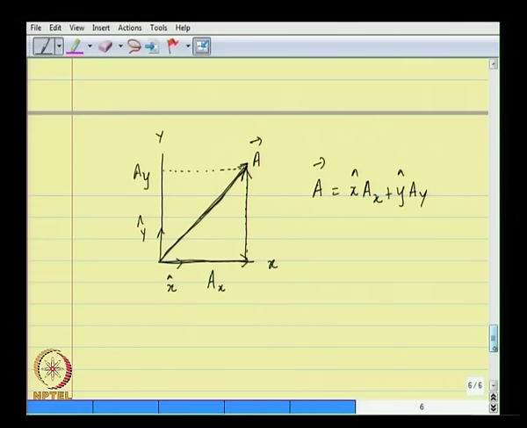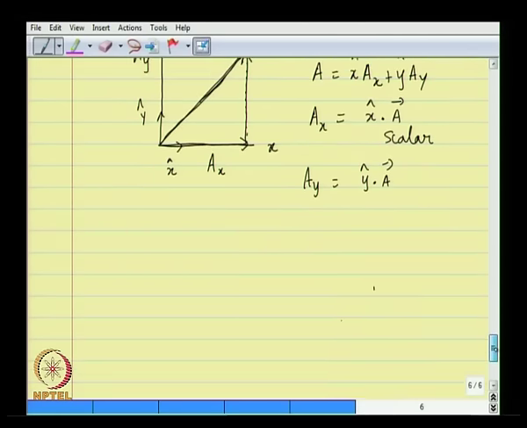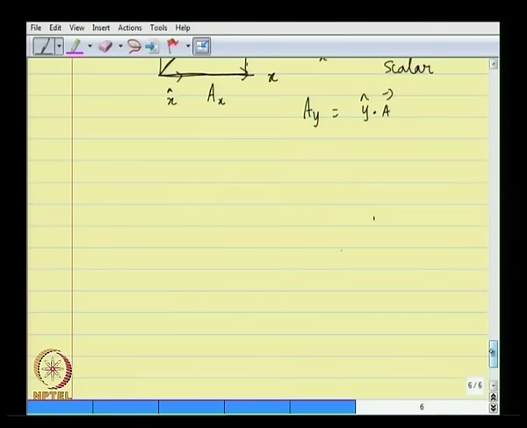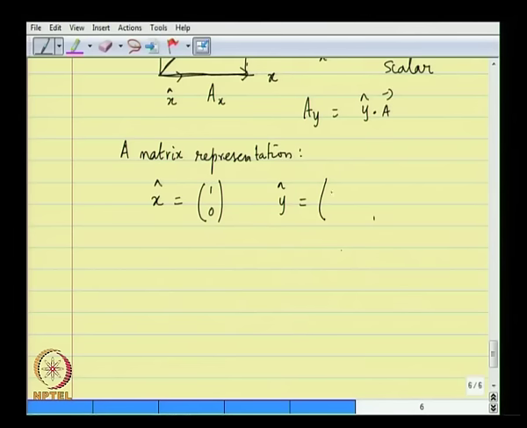Okay. Now, typically, Ax is the projection of the vector A on the x direction. So, you can write this as x dotted with A, scalar product. And Ay is the component of vector A in the direction of the unit vector y, and that is y dotted A. Now, the matrix representation for this is given usually by a 2x2 matrix. x is usually represented as a column vector 1, 0, and y is represented by the column vector 0, 1. It's two rows and one column, 2x1 matrix.